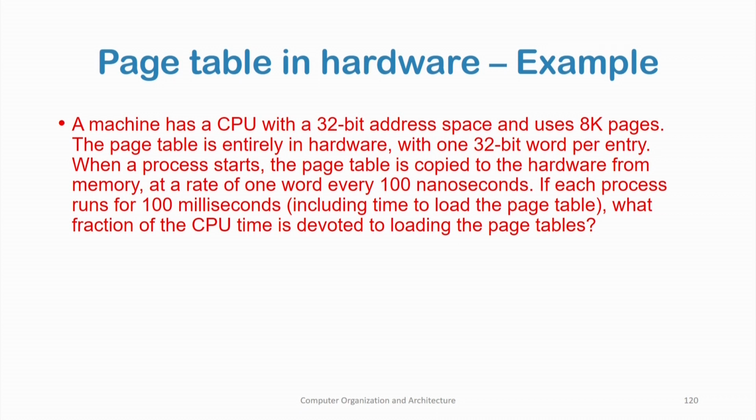We will look at one of the computers in addition to space. So, the machine has a 32-bit address space and it uses 8K pages. The page table is entirely in hardware with one 32-bit word per entry. When a process starts, the page table is copied to the hardware from memory at a rate of 1 word every 100 nanoseconds. So, to copy 1 word from memory, it takes 100 nanoseconds. If each process runs for 100 milliseconds and this includes the time to load the page table, what fraction of the CPU time is devoted to loading the page tables?